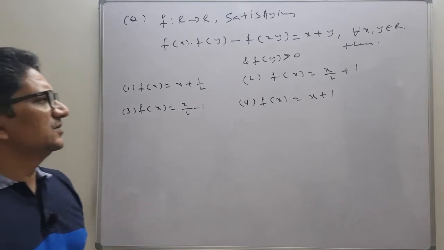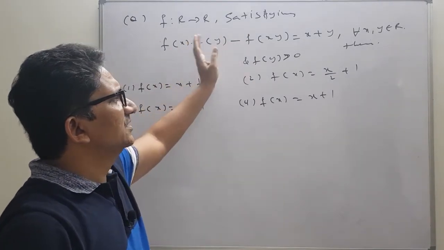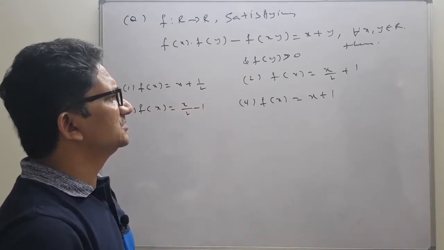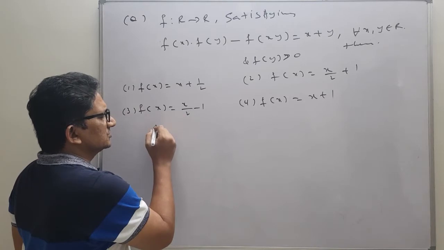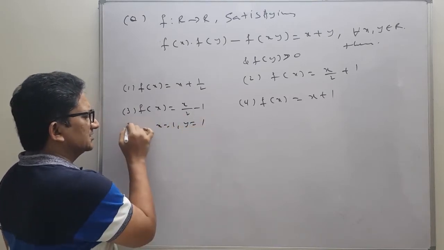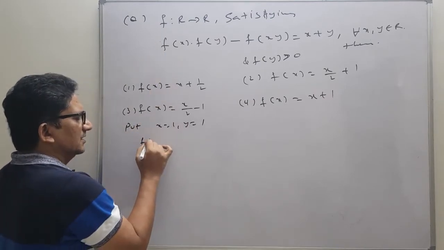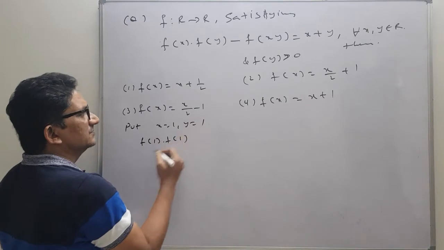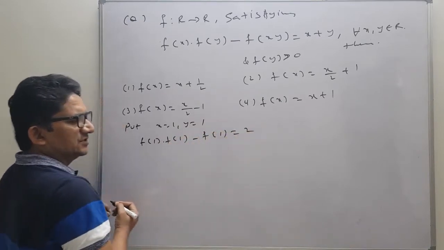The logic here is that we need to substitute some value in the place of x and y so that the problem can be solved easily. So I want to take the easiest value, x equals 1 and y equals 1. If you put x equals 1 and y equals 1 in the given format, then we will get f of 1 into f of 1 minus f of 1 equals 1 plus 1, which is 2.